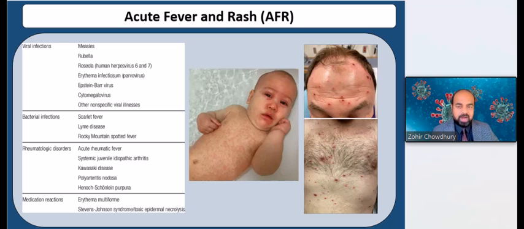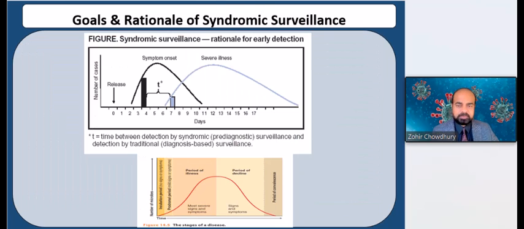Acute fever and rash, or AFR, is a syndrome potentially indicative of measles. In this table, you can see that other possible illnesses are also associated with acute fever and rash. But in general, outbreaks of measles have been closely associated with AFR.